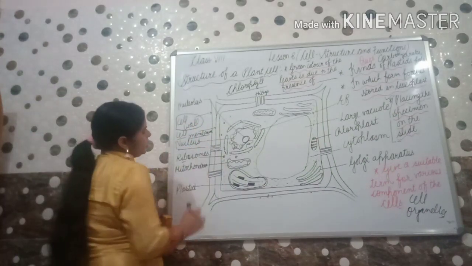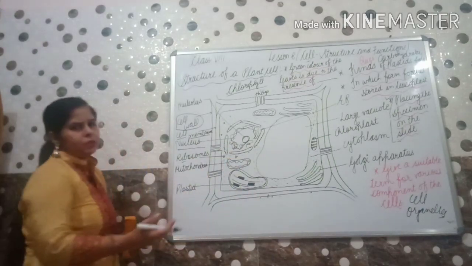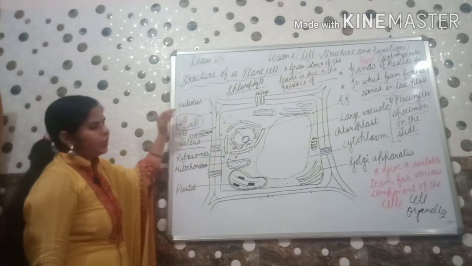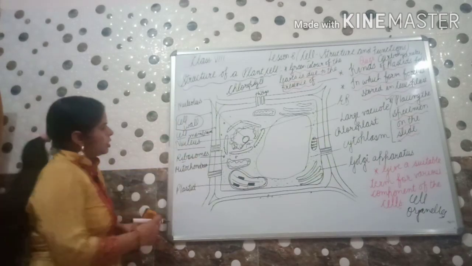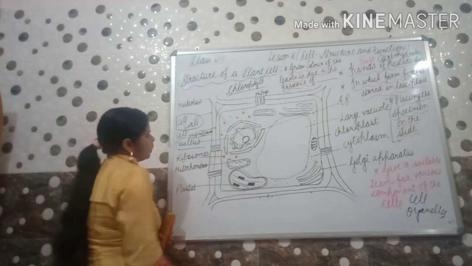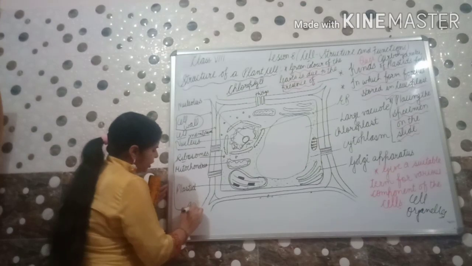Next is nucleus. Nucleus is present in the center of the cell in the animal cell. It is present at the periphery in the plant cell. Periphery means at the sides. So ribosomes. These are the structures which are present there. These are the ribosomes. Why are these required? These are required for protein synthesis.